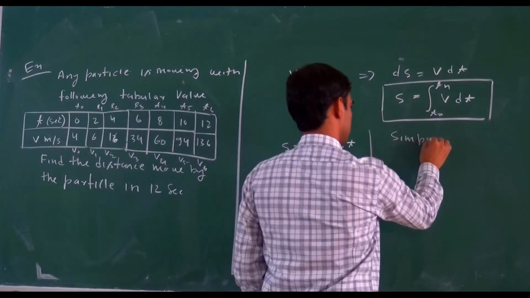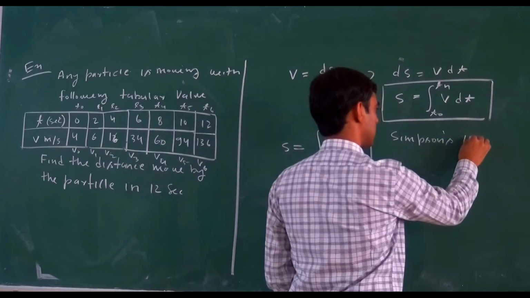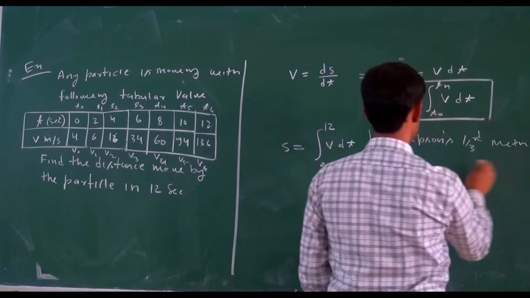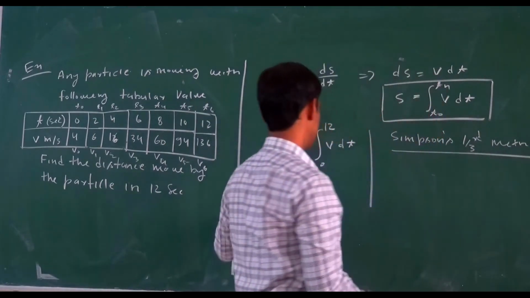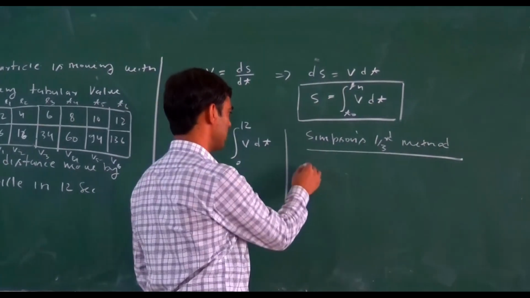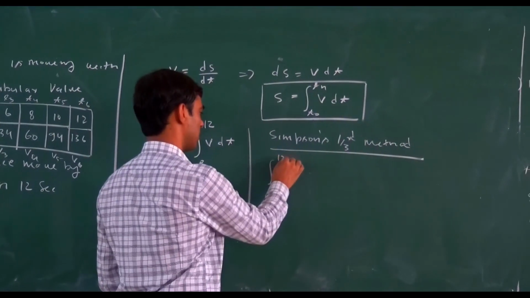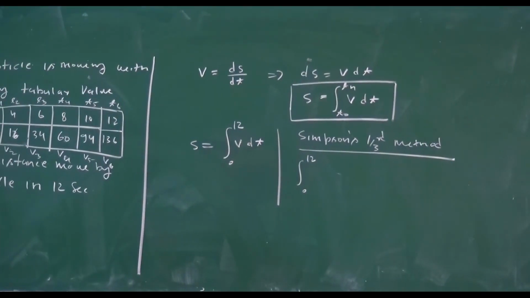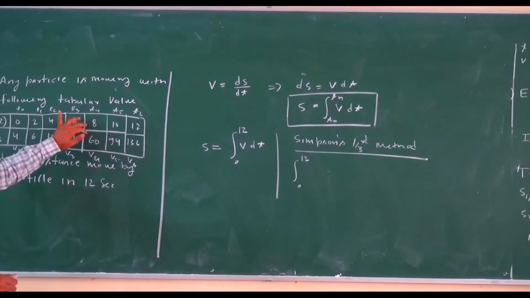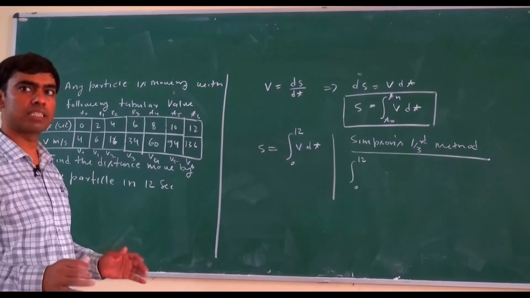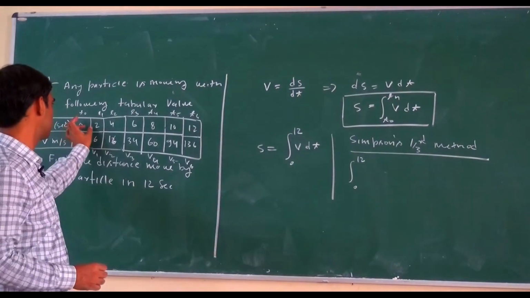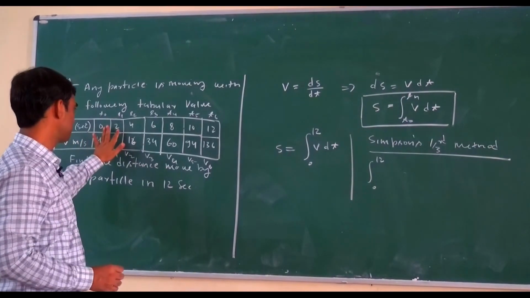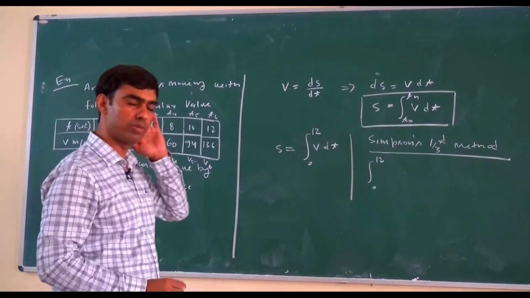Simpson 1/3 method. So what is the value for this one? By the Simpson 1/3 method, integrate 0 to 12. The number of divisions needs to be a multiple of 2. This one already has 1, 2, 3, 4, 5, 6, so there are 6 intervals, 6 halves. So n is 6, which is a multiple of 2.